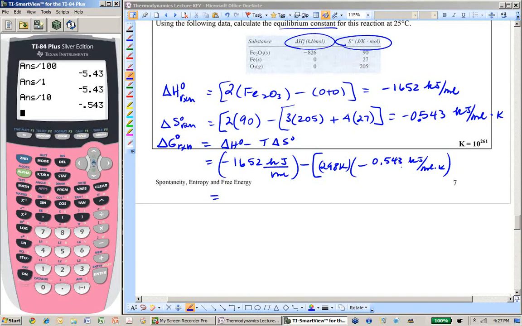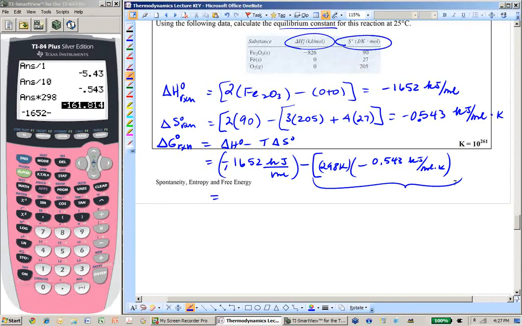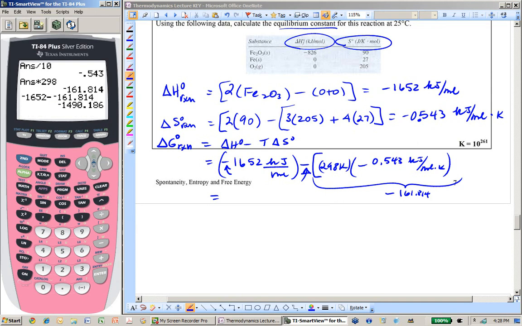Okay, so negative 0.543 times 298. So I just got this figured out. That's negative 161. So now minus 1652 minus that negative 161. Do you see what I'm doing? There's my minus 1652 as an operator, and then a negative 161.814 is what that all came out to be. Equals negative 1490.